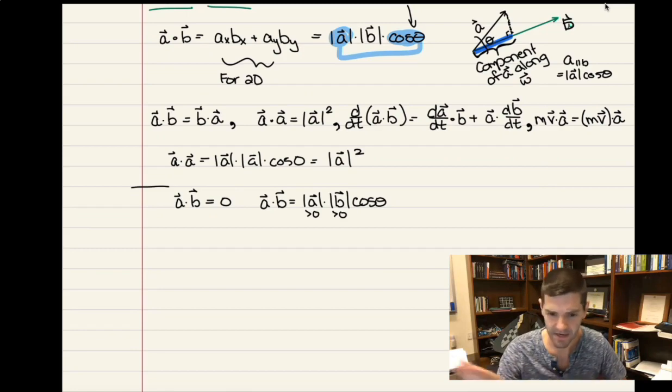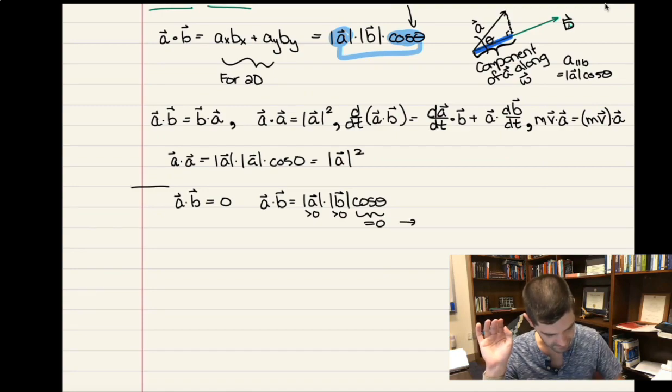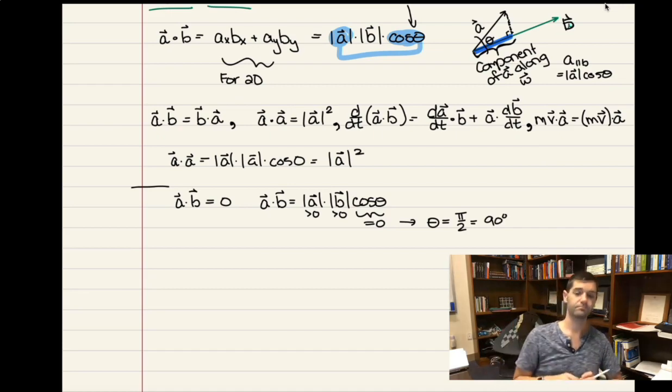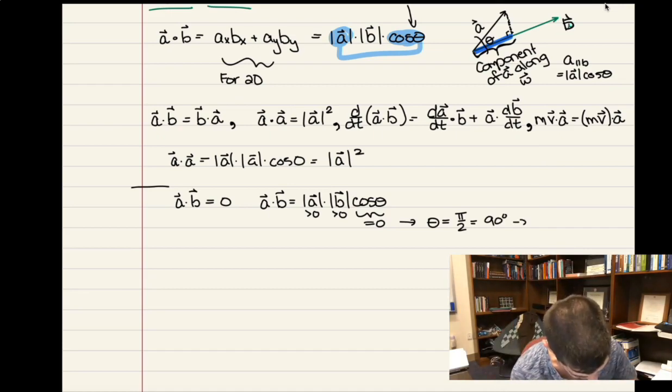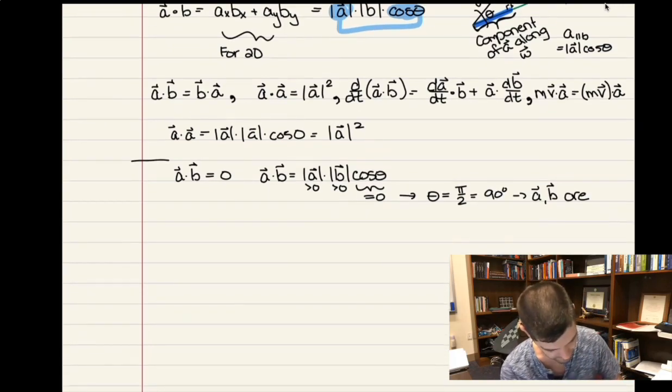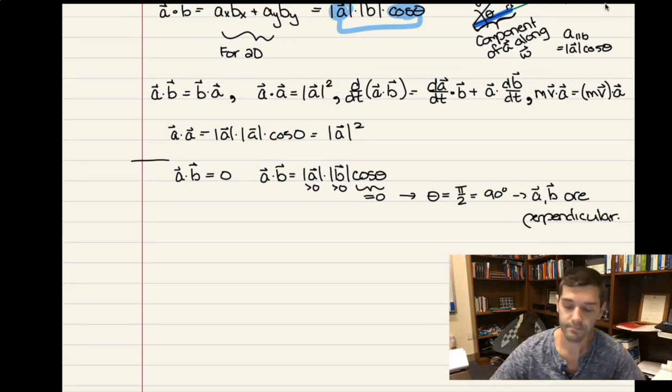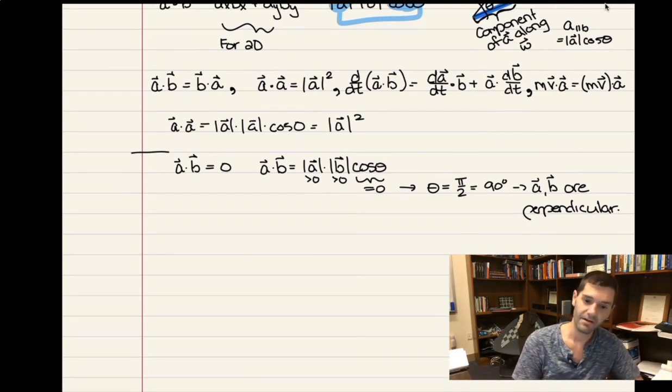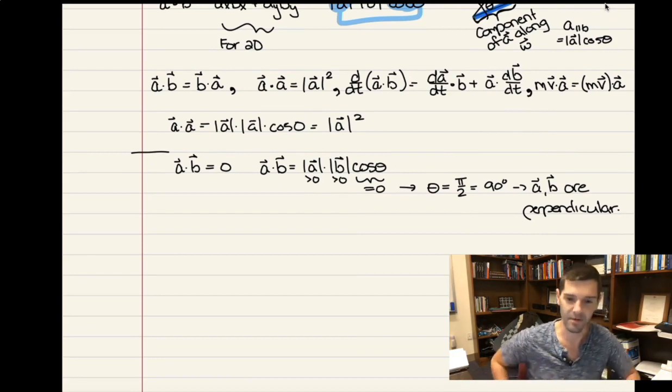So the only way for this entire thing to be 0 is if cosine of theta equals 0, which implies that theta is pi over 2, which implies that theta is 90 degrees, which implies that A and B are perpendicular to one another. So if I ever give you two vectors and their dot product is 0, you can immediately say they are perpendicular to one another. There's nothing else you need to do or show. You know that if their dot product is 0, they are perpendicular.